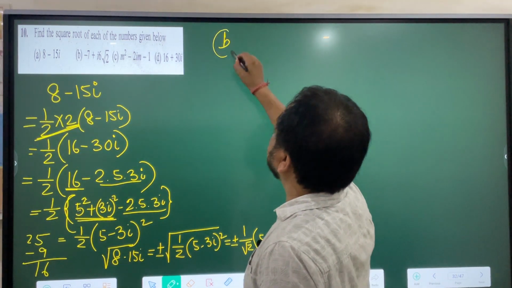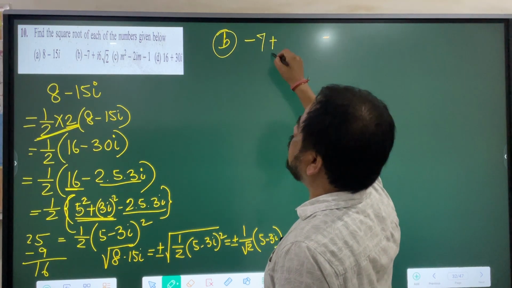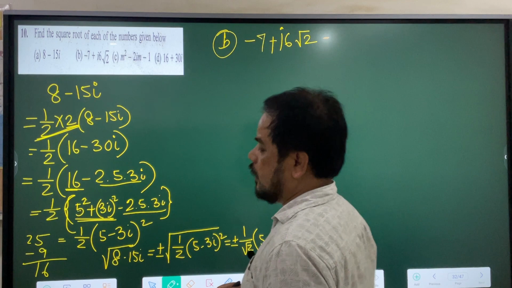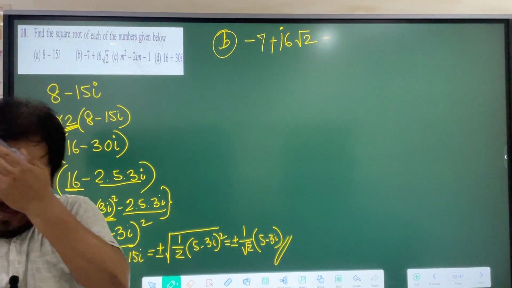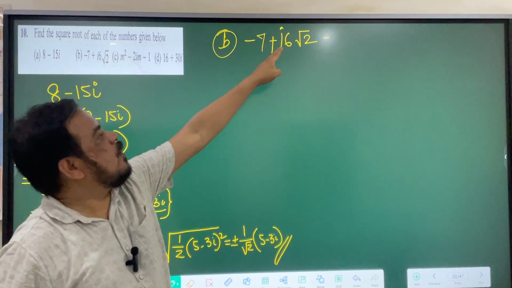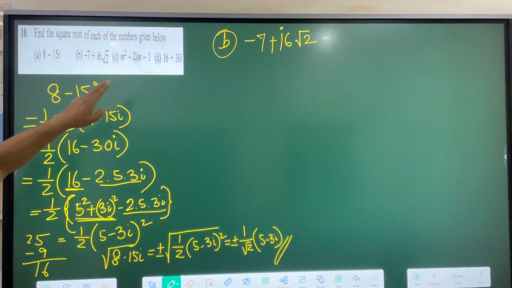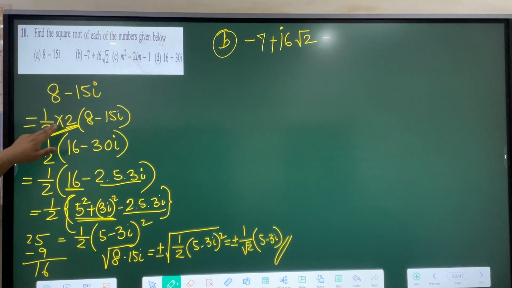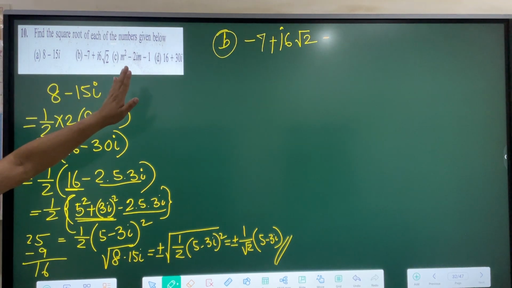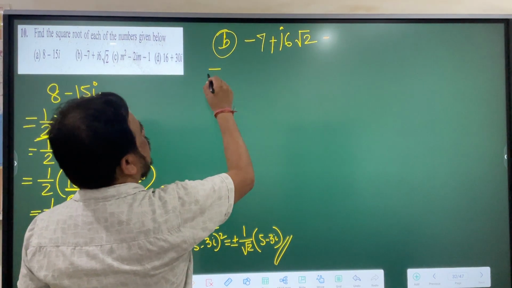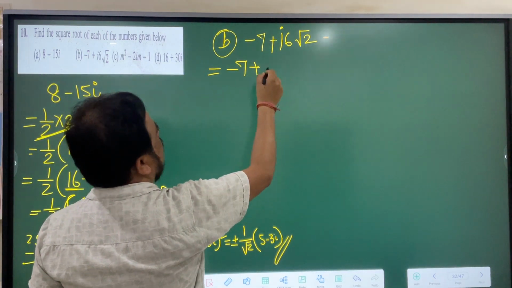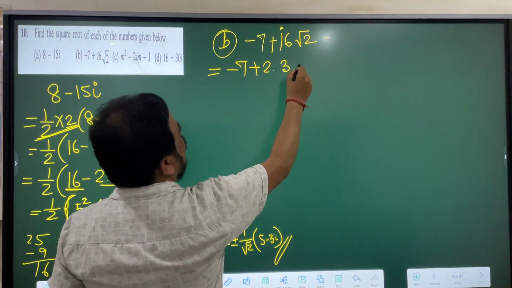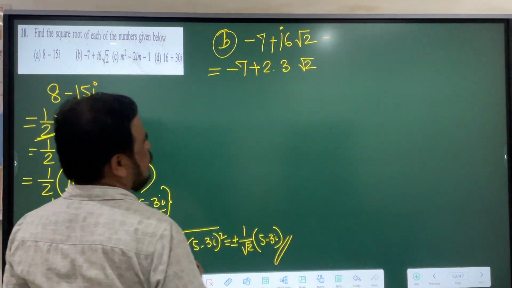Number B. Minus 7 plus 6 root 2. Here, an even number is there, so we don't have to do half into 2. Here 15 was there; to get an even number, we have done half into 2. But here no need to do. Here it is clear, even number. So minus 7 plus 2 into 3 into root 2.